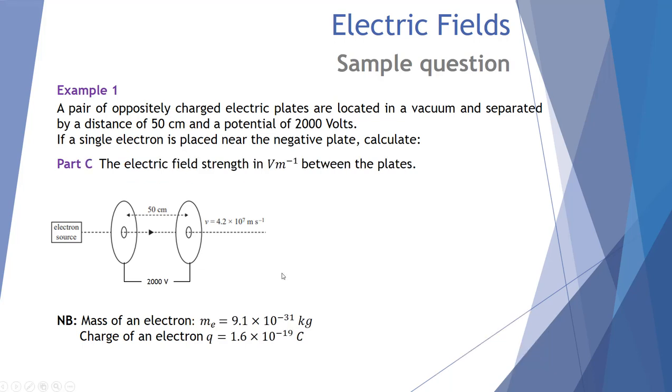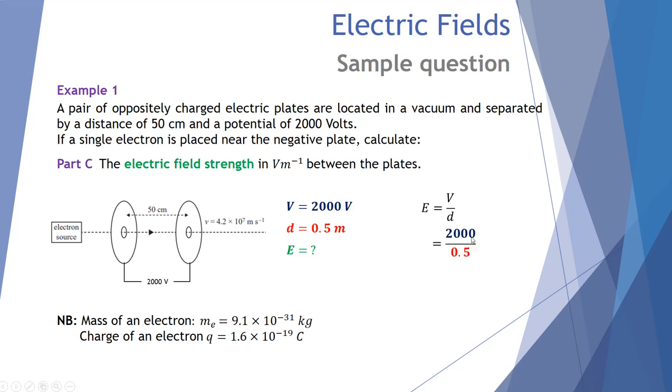Part C. We want to calculate the electric field strength in volts per meter between the plates. So the potential difference was 2000 volts. The separation distance of the plates was 0.5 of a meter, or 50 centimeters. It must be in the right units. And we want to know the electric field strength in volts per meter. So the equation we use is electric field strength is equal to the potential difference divided by the separation distance. Ends up being 2000 divided by 0.5. Gives us an answer of 4000 volts per meter.